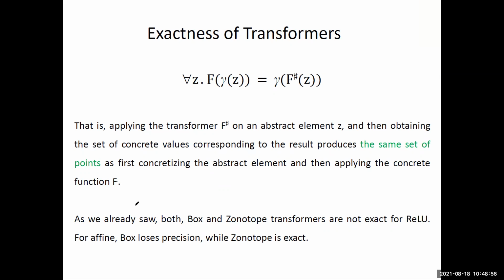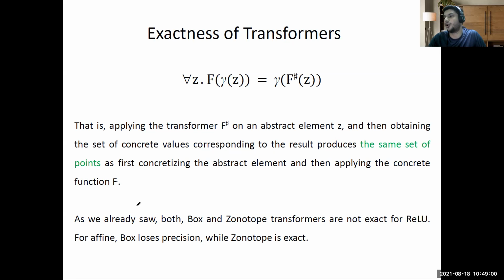So intuitively, as we have seen in the case of Box and Zonotope, transformers are not exact for ReLU, because we always had some over approximation in case of ReLU. So we would say that they were not exact, but for affine, the Box was losing precision while the Zonotope was exact, and even deep poly is exact.